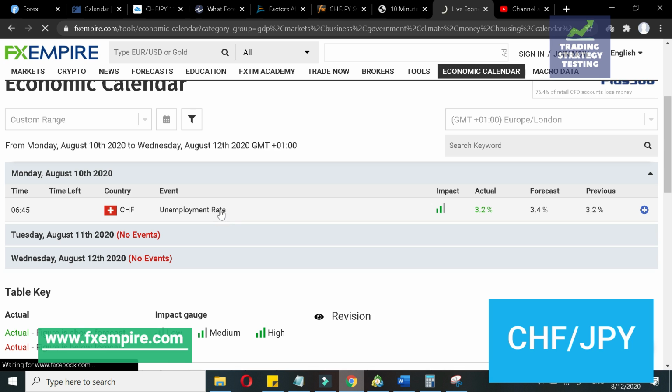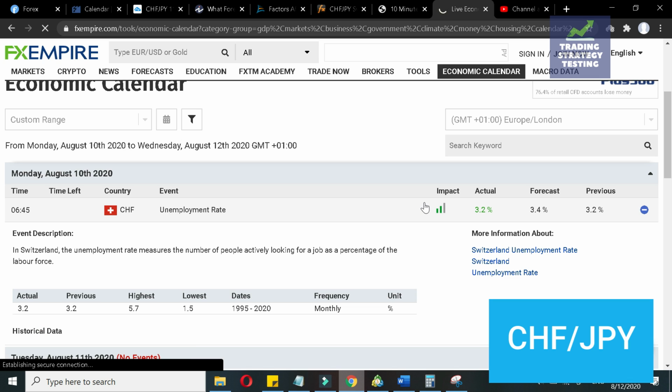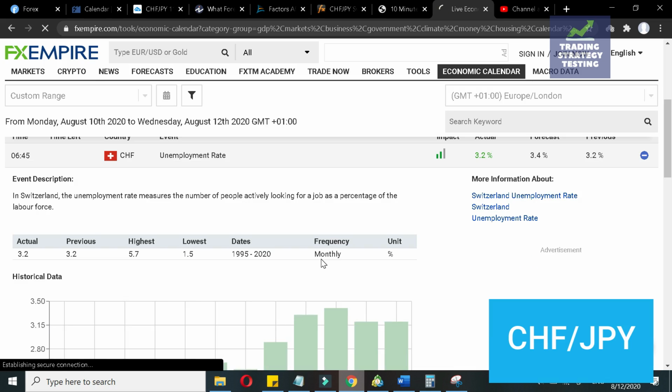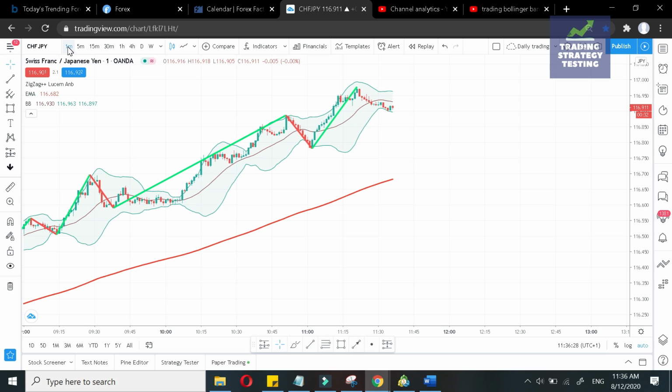Before that, you might be wondering what makes the Swiss franc currency this strong today. Well, based on the latest unemployment rate released last Monday, the country experienced a drop in the unemployment rate, which gives investors a positive sentiment towards the local currency. The price is currently on a spike phase, which means that we need to wait for a pullback in the shortest time frame possible.